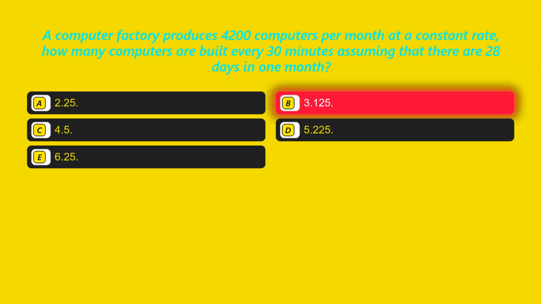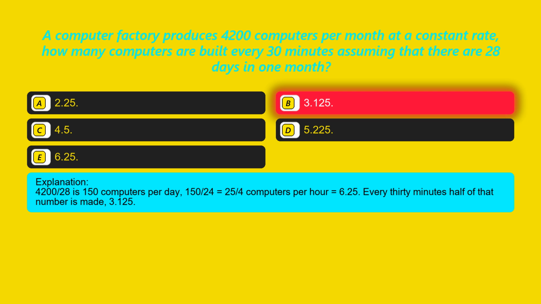The correct answer is option B, 3.125. 4,200/28 is 150 computers per day. 150/24 equals 25/4 computers per hour equals 6.25. Every 30 minutes half of that number is made, 3.125.